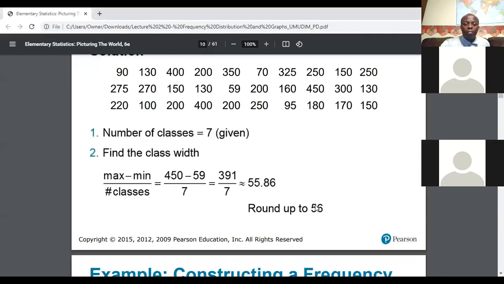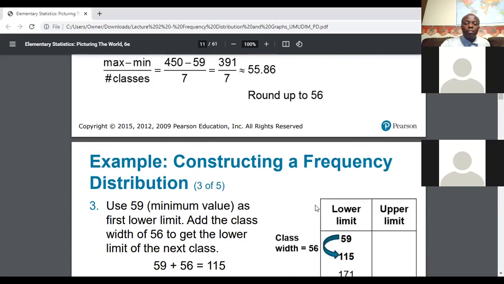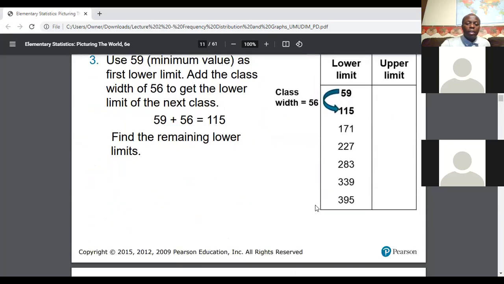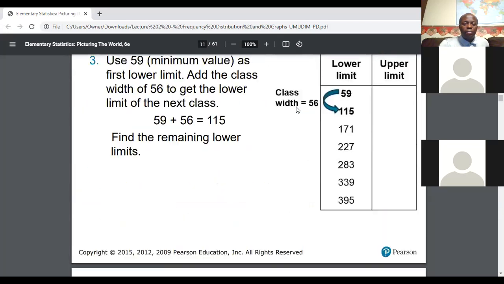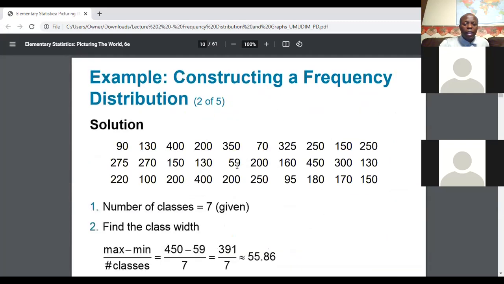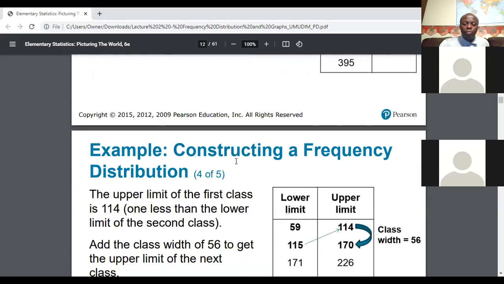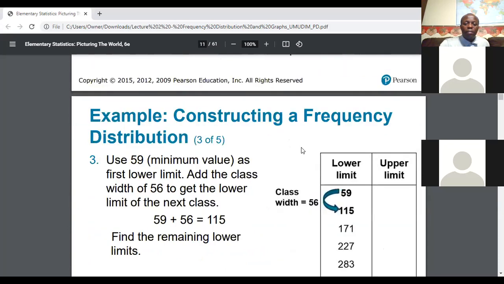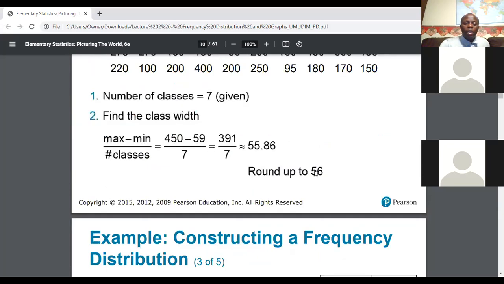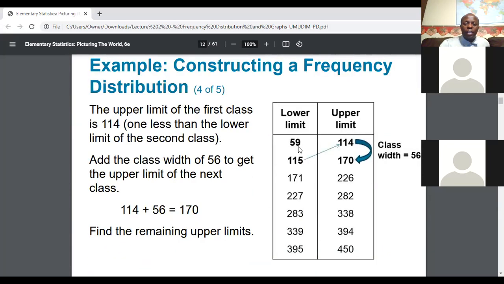And see 56 here. Now with this, you can start forming your class interval. Let me show you from here. We have the lowest number, which is 59. So we start with that, put 59 here. Then our class width is 56. So you start adding 56 to 59 until you get up to 7 classes.